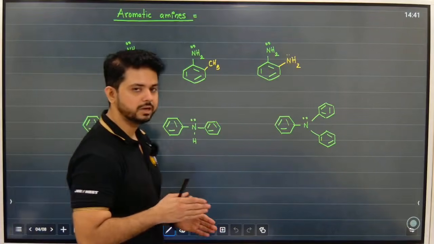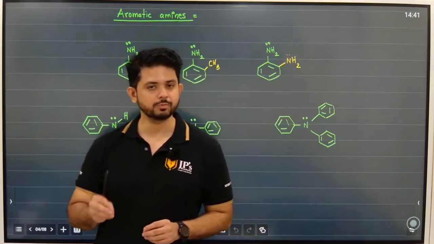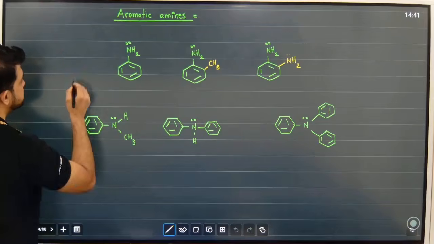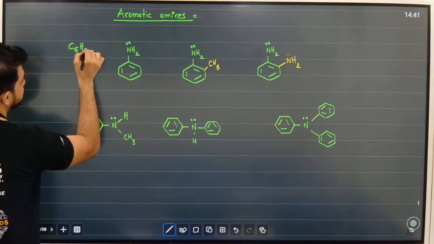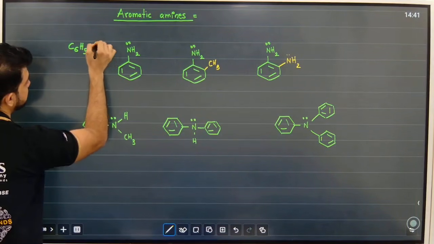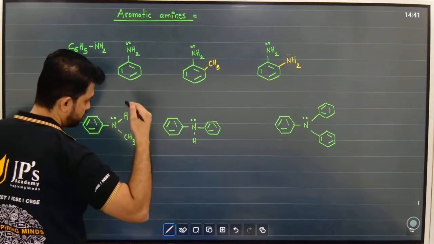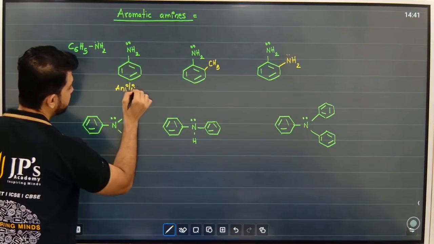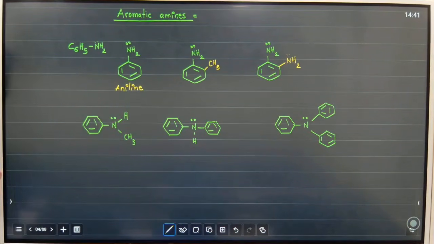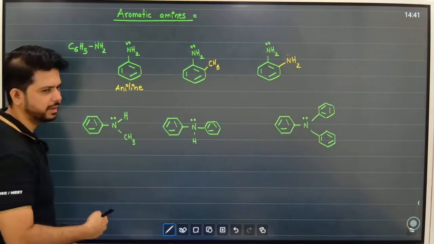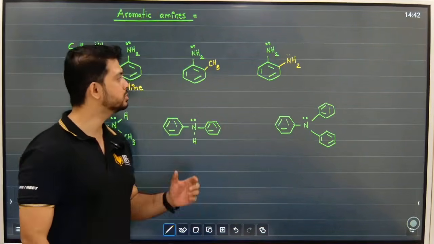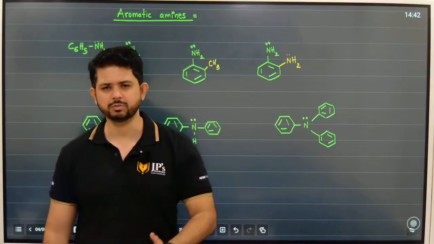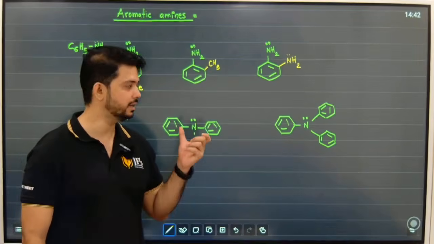Next, let's write the nomenclature for a few aromatic amines. The first and the most important aromatic amine that you have here is C6H5NH2. Students, the common name is important here; you should remember their common names. This compound's common name is aniline. You can also call it phenylamine or aminobenzene, but students, please remember aniline.